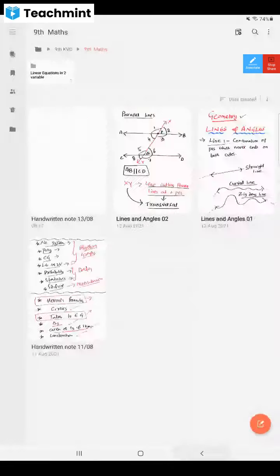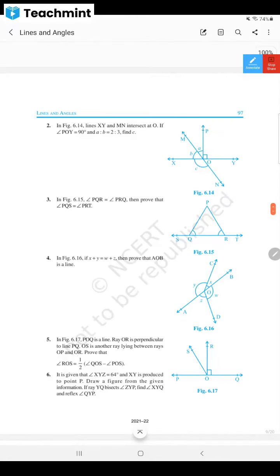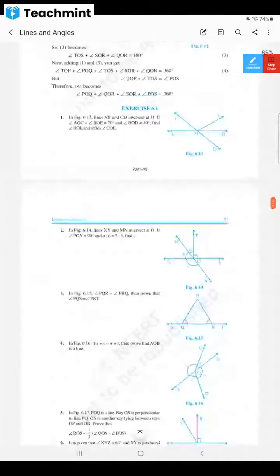Shall we get into the textbook? Ninth textbook, math, lines and angles. Please let me know what are your doubts in the first exercise. Any doubts in the first exercise? Please let me know.